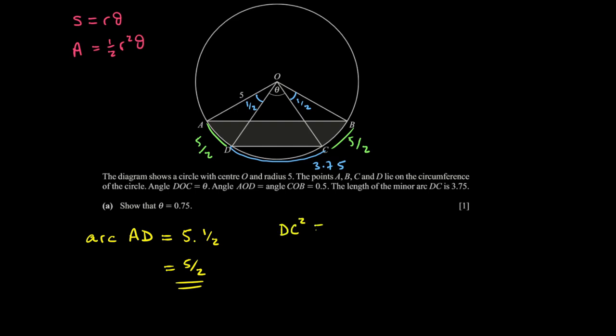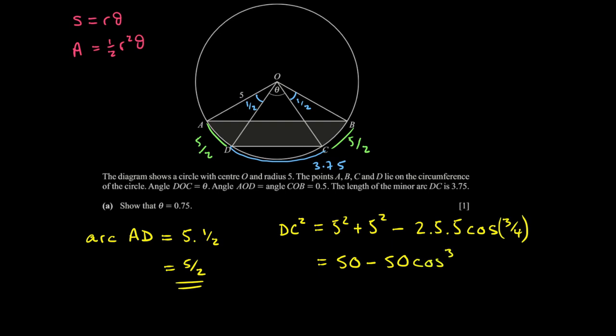DC squared is equal to, so this length here squared is equal to this squared plus this squared, so 5 squared plus 5 squared, minus 2 lots of 5 times by 5 cosine of the angle, and the angle is 0.75 because we calculated that earlier. All right, 0.75 is 3/4. So let's simplify that. We've got 5 squared plus 5 squared, so it's 25 plus 25 is 50. Minus 2 lots of 5 times by 5. 5 times by 5 is 25, times by 2 is 50, so minus 50 cos 3/4.